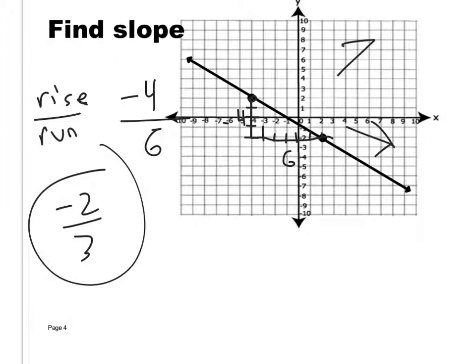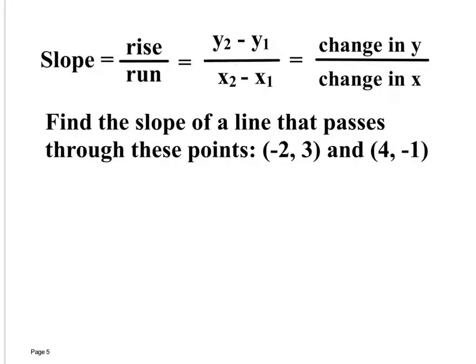If it's a positive slope, it's always going up and to the right. So it's important that you know if your slope is positive or if it's negative. All right, you need to write this down.